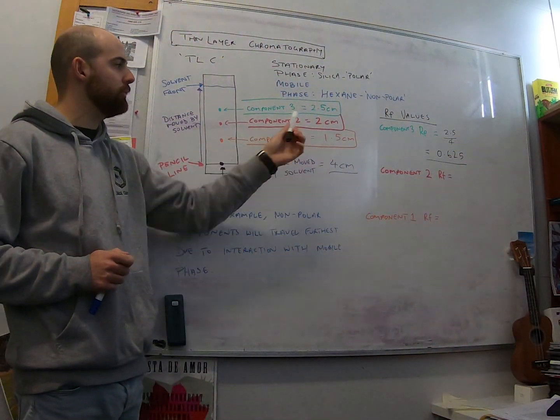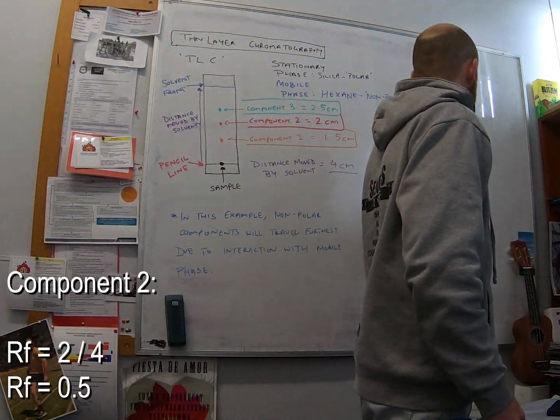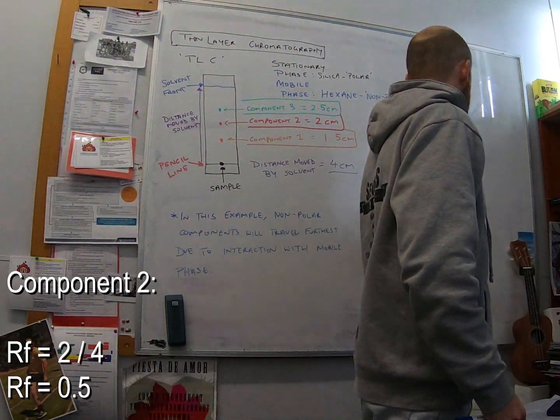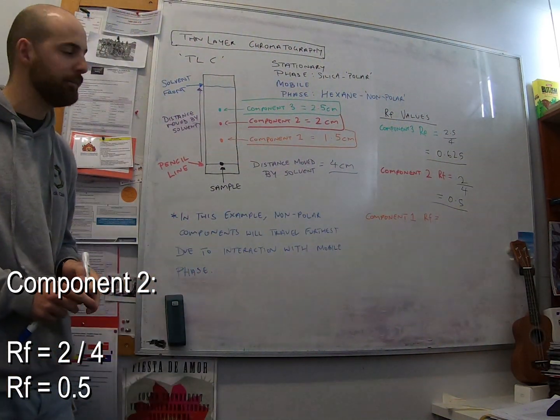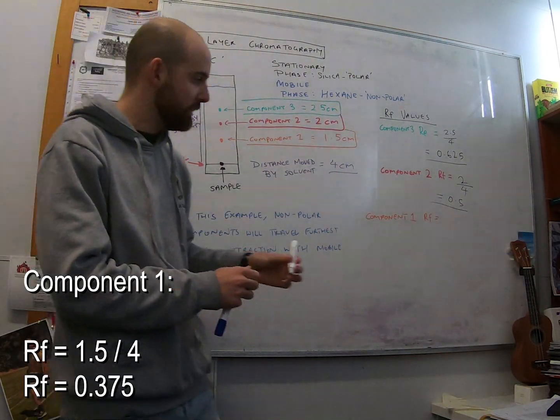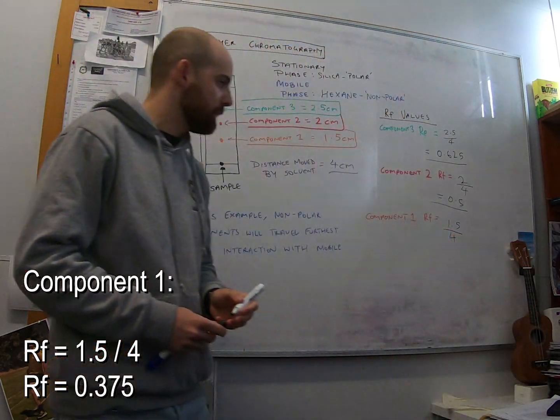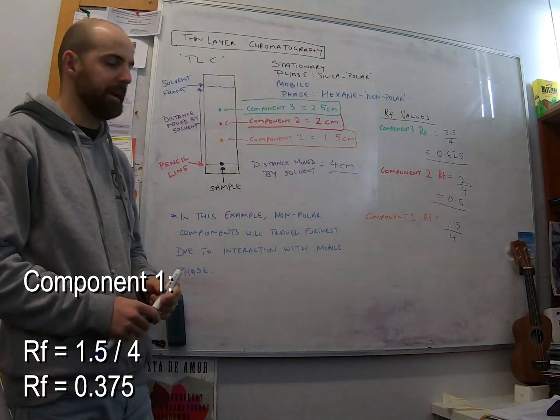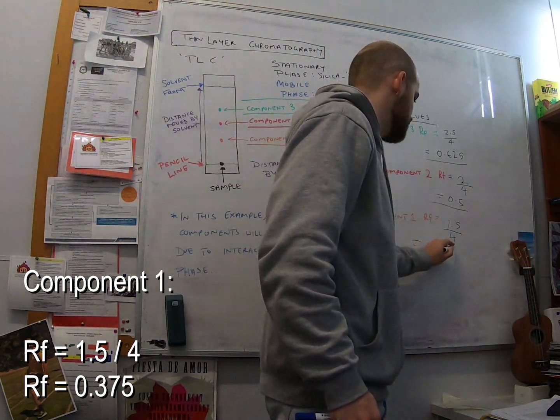For component 2, which travelled 2 centimetres, our RF value is 2 divided by 4, which is 0.5, and for component 1, which travelled 1.5 centimetres, our RF value is 1.5 divided by 4, which is 0.375.